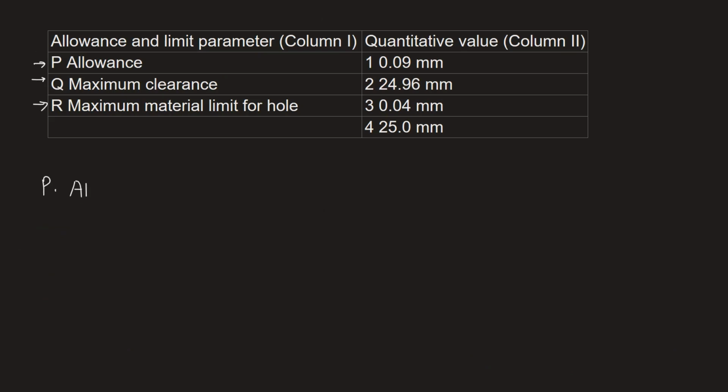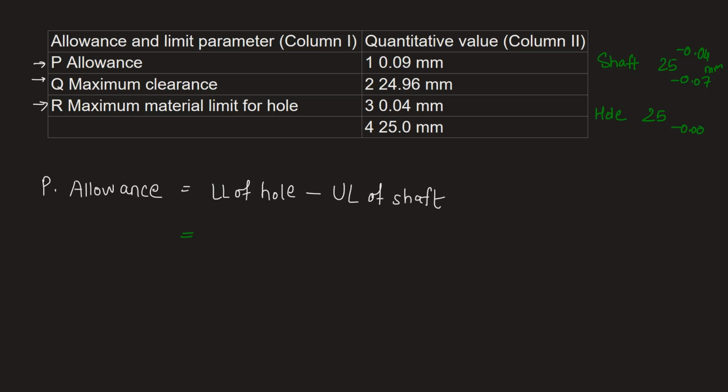So option P, that is allowance. Allowance is found out by taking the difference between the lower limit of the hole and the upper limit of the shaft. From the given values, for the shaft it is 25 minus 0.07 minus 0.04 millimeters, and for the hole it is 25 minus 0.00 and plus 0.02 millimeters. So the lower limit of hole is 25 minus 0.0, minus the upper limit of shaft, which is 25 minus 0.04. You have to directly add the tolerance along with its sign in order to calculate the limit dimensions.